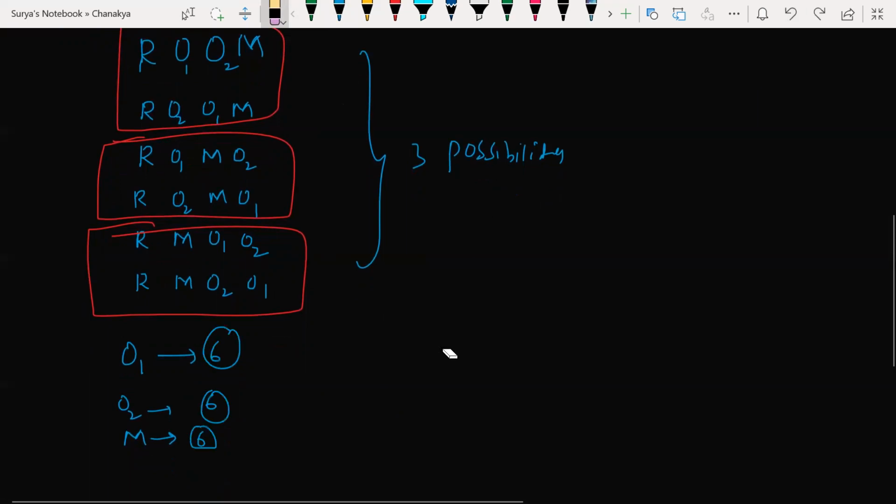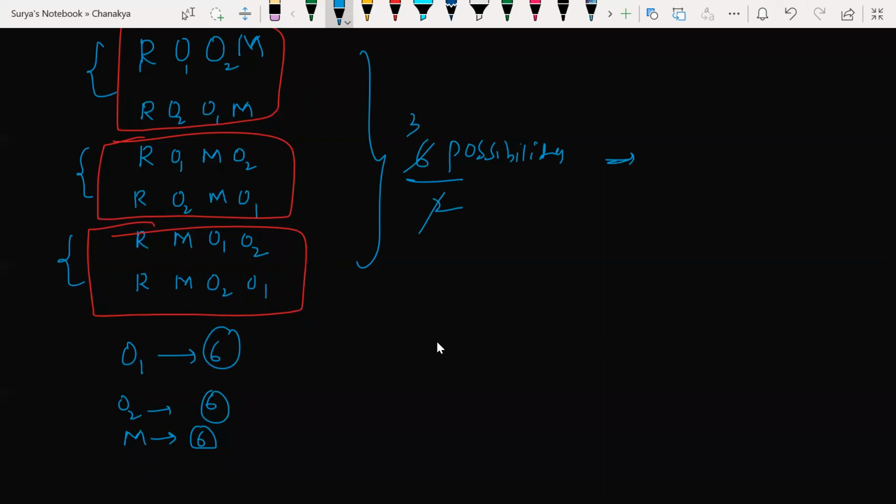What I did, beta: first there were six possibilities, right? What I did, I divided by two. Why? Because look at this, 1, 2, 3. These two things are similar. So instead of counting twice, I'm counting one time by dividing by two. So how many possibilities? Three possibilities. And here also I'm doing 6/2, which is giving me three possibilities.